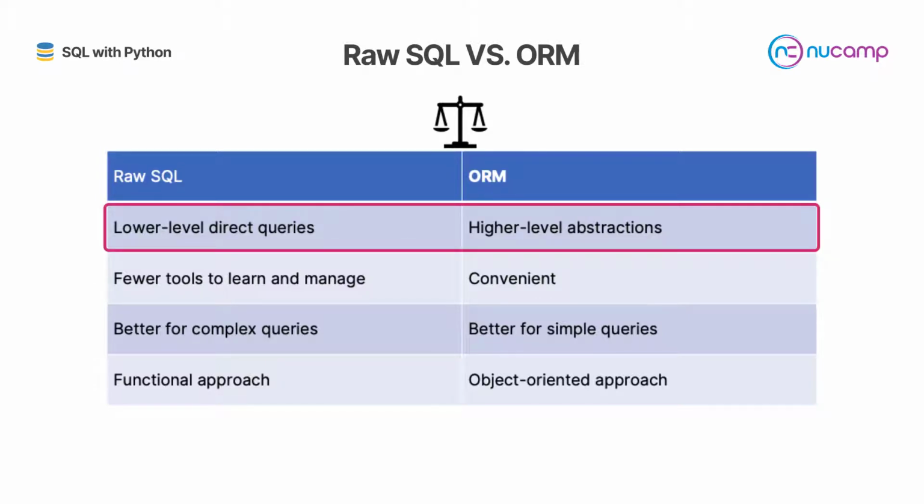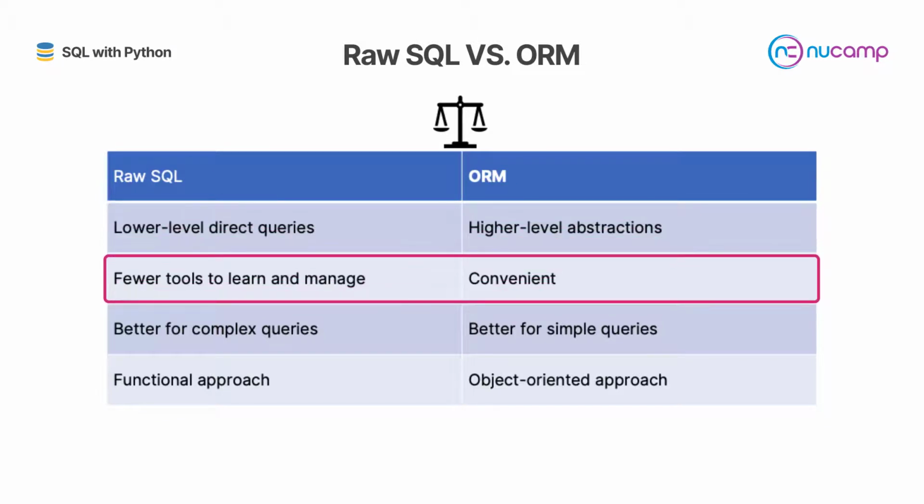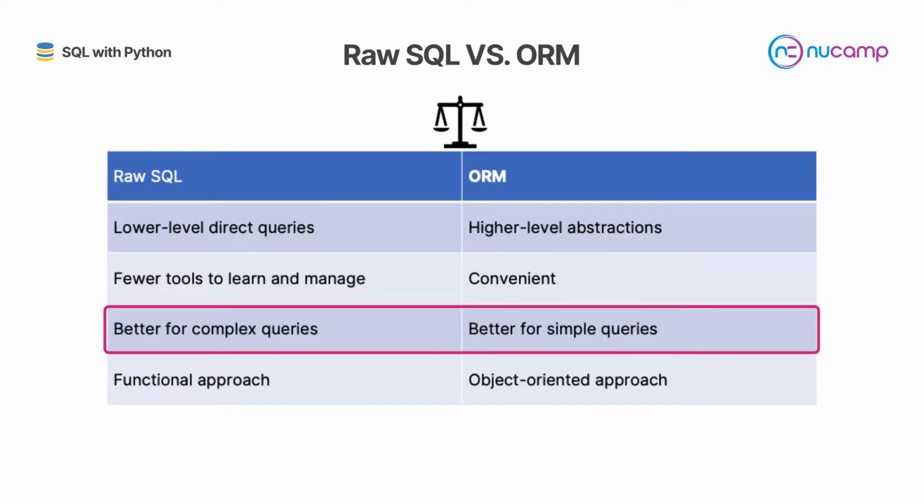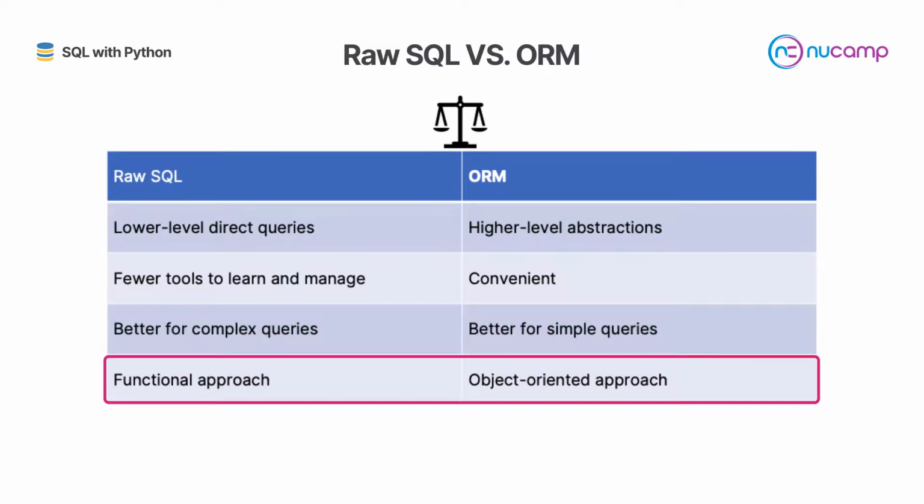Raw SQL accesses the database with low-level direct queries, without having to go through the layers of a higher-level abstraction provided by an ORM. An ORM might be more convenient for simpler tasks, but the abstractions can break down as complexity grows, and you may find yourself spending more time learning how the ORM tooling works than getting things done. Thus, raw SQL is better suited for complex queries. Raw SQL uses a functional approach, whereas ORMs use an object-oriented approach.